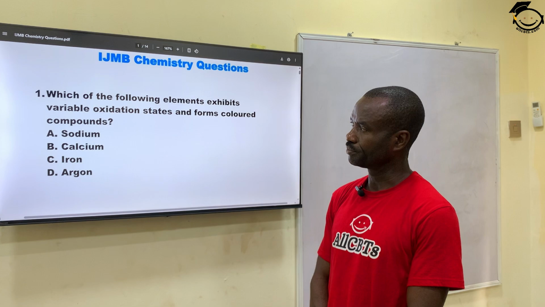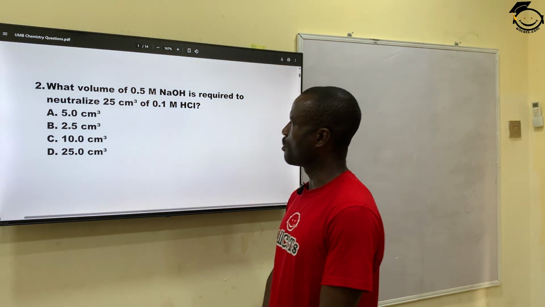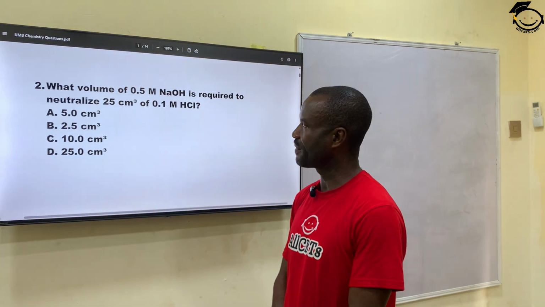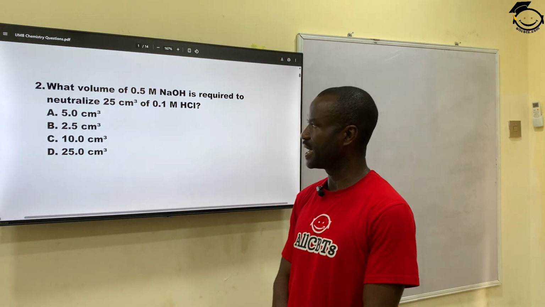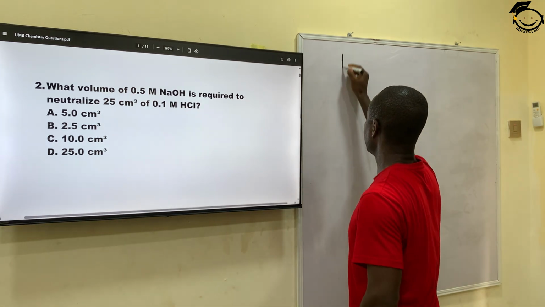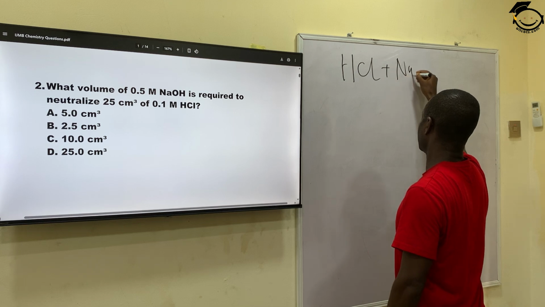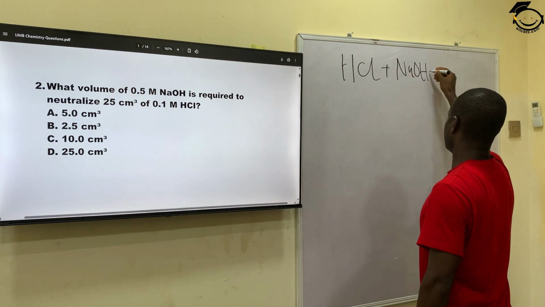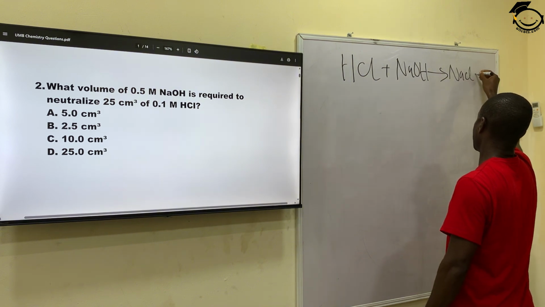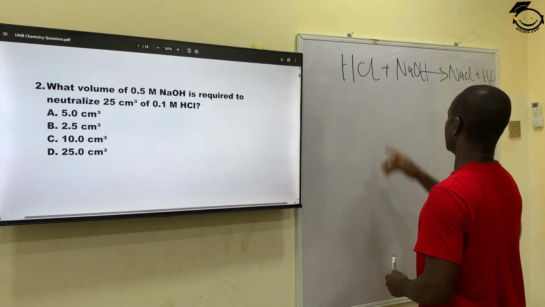Question 2. What volume of 0.5 molar sodium hydroxide is required to neutralize 25 cm³ of 0.1 molar HCl? With this, we have to write the equation of reaction. We have HCl reacting with sodium hydroxide. It's going to be a neutralization reaction where we have sodium chloride as a salt and water. So the equation is balanced.